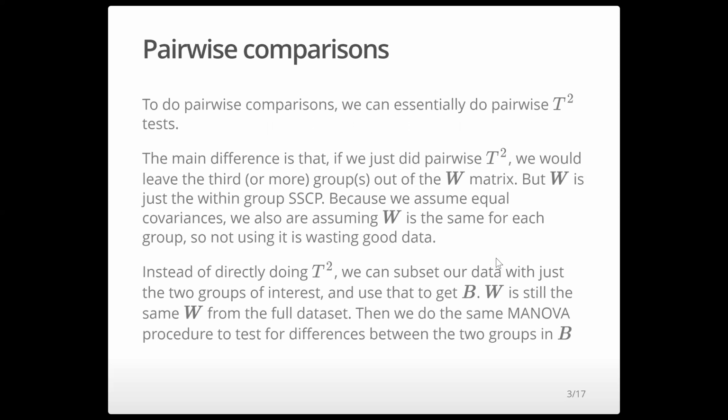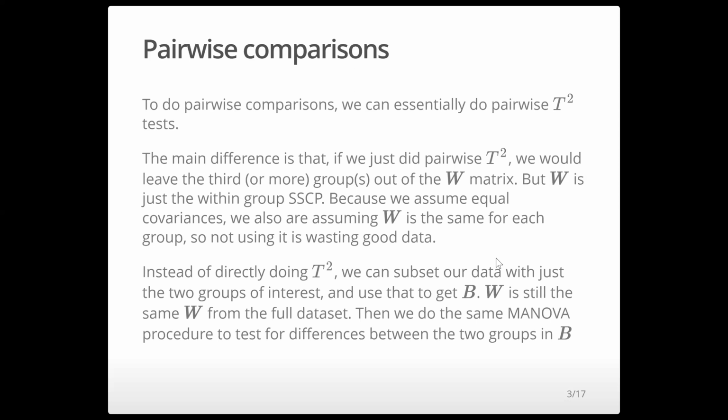So essentially what we're doing here is T-squared tests. The main difference is that if we just did pairwise T-squared, we would be leaving the third or more groups out of the W matrix. But W is just the within-group SSCP, and because we're assuming equal covariances, we're also assuming that the W matrix is going to be the same for each group. Remember, W is an unbiased estimator of the population SSCP, so it's sort of senseless not to use it. Including every group in the W matrix is going to give us a better estimate of the population covariance matrix.